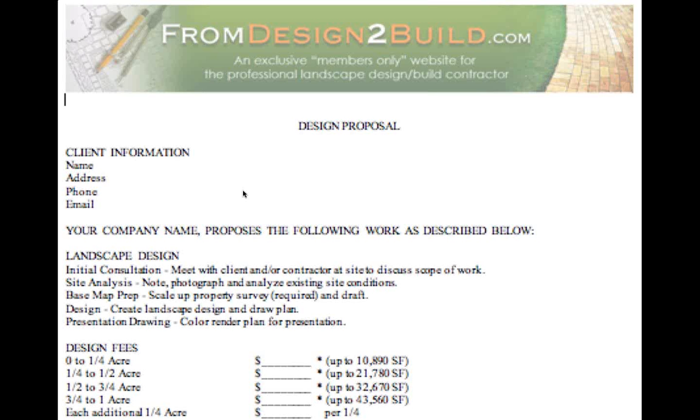All right, so let's take a look at this. So we have the client's information, name, address, phone number, and email, and then your company name, and proposes the following work. This is where a lot of us get hurt on the design portion of it. Actually, there's a lot of different phases where we get hurt. So the landscape design, my package, and I want to use the word package because that's what it is. It includes certain things and doesn't include other things. There's no gray area. It includes an initial consultation, either meeting with the client or the contractor or both to discuss the scope of work.